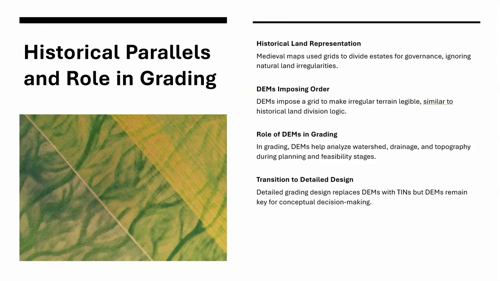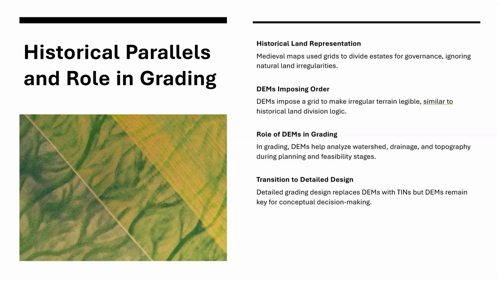Interestingly enough, DEMs do echo some of the earliest ways humans represented land. Think about a medieval map that has divided estates into neat rectangular plots, regardless of how irregular the land may have actually been. The grid was a tool of governance and taxation more than just a reflection of our natural terrain.